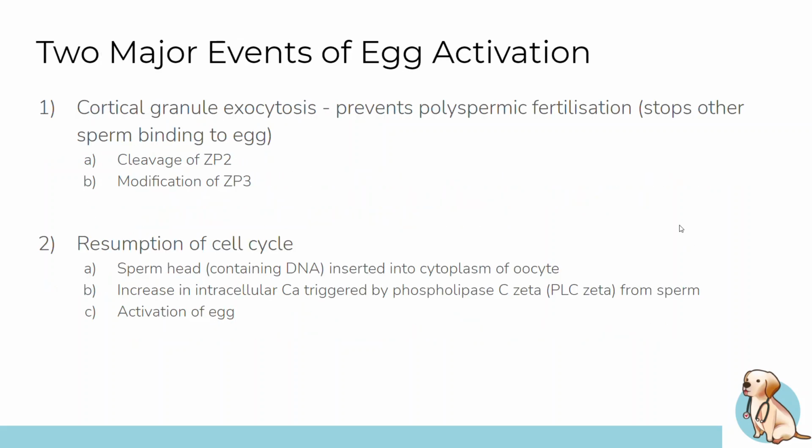Now that the sperm and egg have fused, the egg needs to be activated. There are two parts to this. The first is cortical granule exocytosis. Basically, we need to stop more sperm from penetrating the zona pellucida so that they can't also try to fertilize the egg. We do this by cutting off ZP2 and modifying ZP3. The second event is resumption of the cell cycle. This involves the sperm head, which contains the DNA, inserting into the cytoplasm of the oocyte, an increase in intracellular calcium, and the activation of the egg.